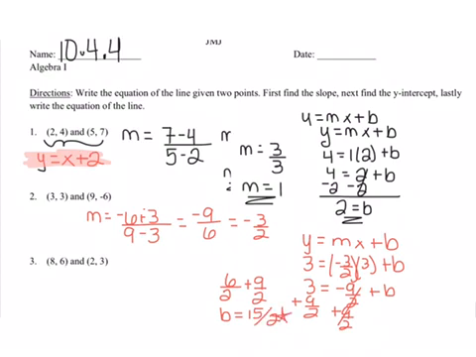I have my b value. I have my slope value. So the equation of this line would be y equals negative 3/2 x plus 15 over 2.